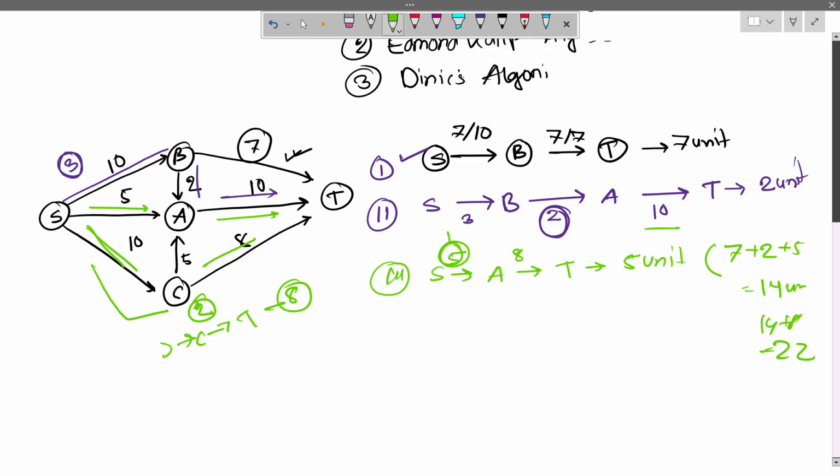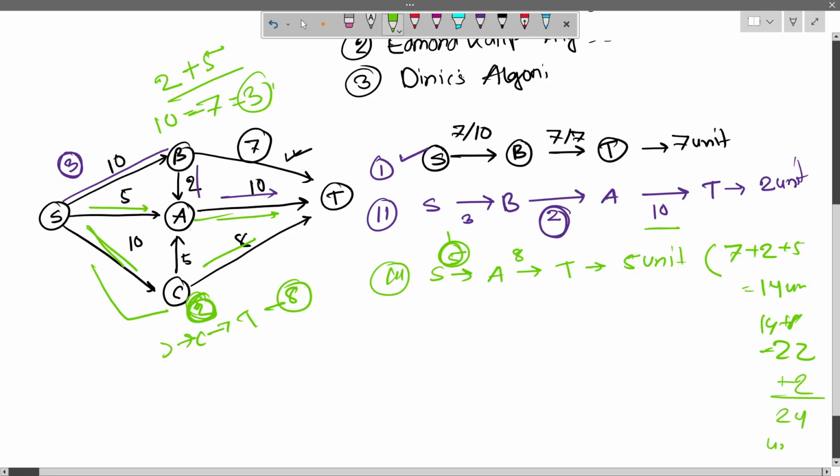Finally we can flow the remaining 2 units from S to C, and from here we can flow S to A. 5 units is applicable in total, but we have only 2, so we can flow this one, and from here we have passed S to A to T. First we passed 2 units, second we passed 5 units, and we have 3 units remaining, so we can flow 3 units from A to T. We want to flow 2 units, so we can flow the 2 units from here, so another 2 will be added here, so the total will be 24 units.